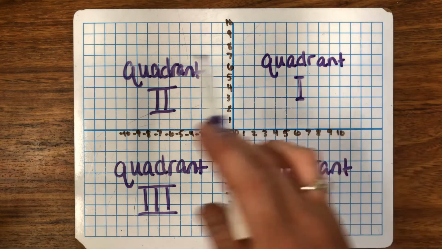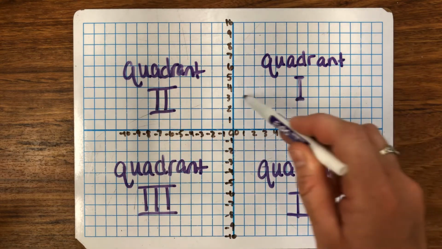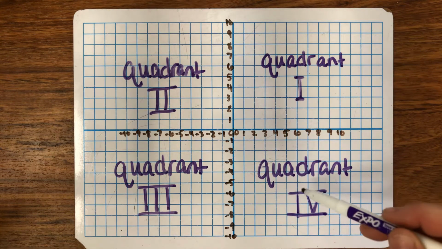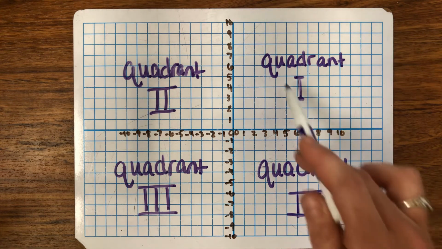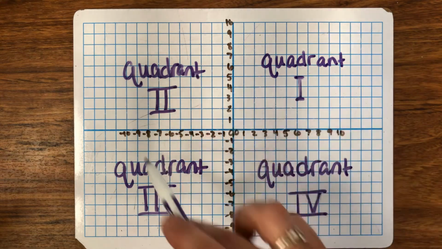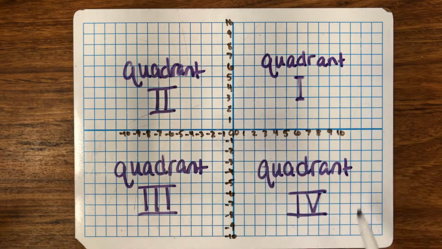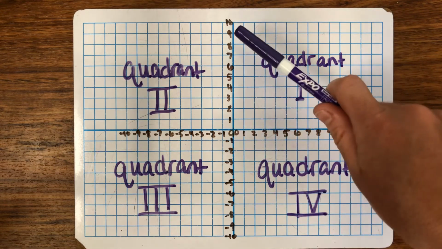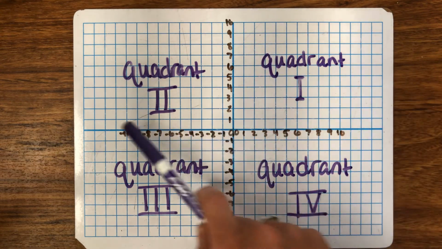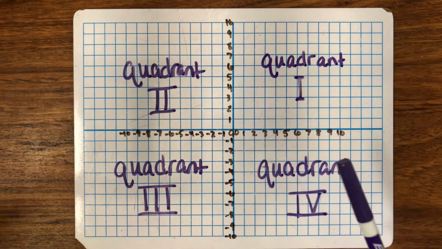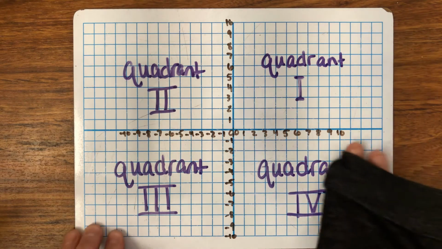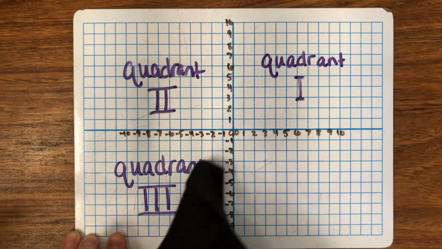So 1, 2, 3, 4. It moves in a C like that. And that kind of helps you remember the coordinate plane. All right, also it moves counterclockwise like this. 1, 2, 3, 4. Now quadrant 1 is all of the positives, X and Y. Quadrant 3 is all of the negative X's and negative Y's. And quadrants 2 and 4 have some negatives and some positives. All right, so let me erase these and we'll practice plotting some of these numbers.